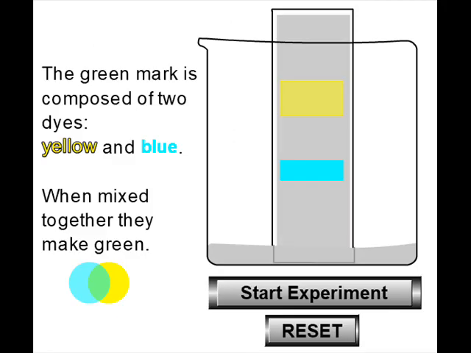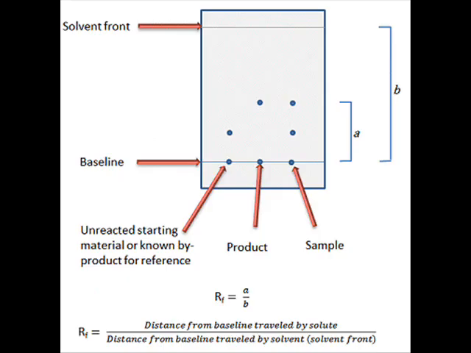We can also do some calculations with this. We call that the RF factor. You will find chromatography, an RF value, on page 155, page 156 in your book. So I suggest that you read that as well.